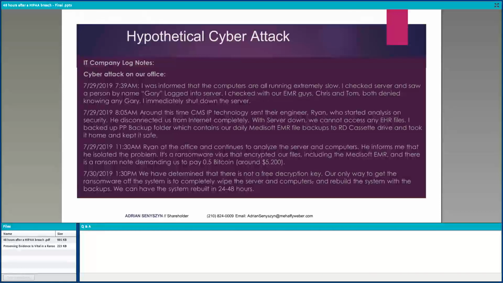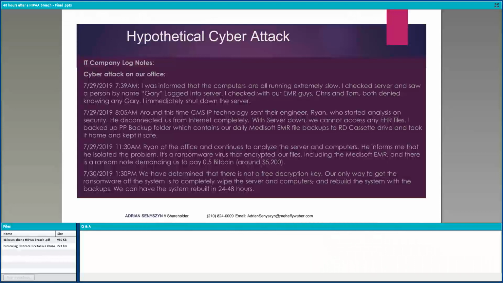About 30 minutes later, there's another note and it says, around this time, the IP technology sent their engineer, Ryan, who started analysis on the security. He disconnected us from the internet completely. With the server down, we cannot access any EHR files. I backed up the PP backup folder, which contains our daily Metasoft EMR file backups, and took it home and kept it safe. Later that morning, we see a note that they've now identified the source of the problem, and it's a ransomware virus that's encrypted their files and their Metasoft EMR.